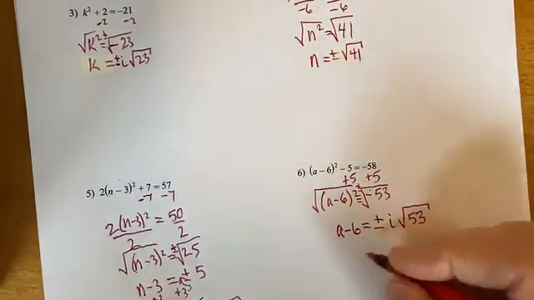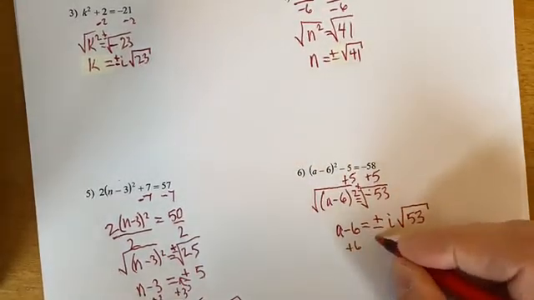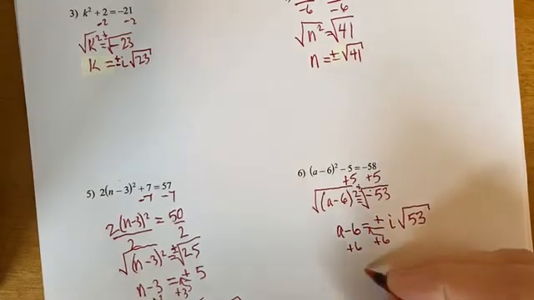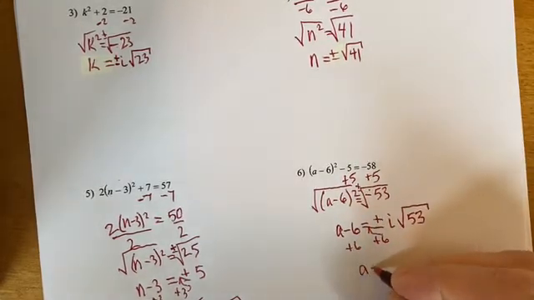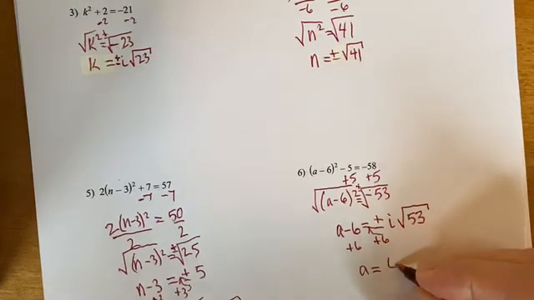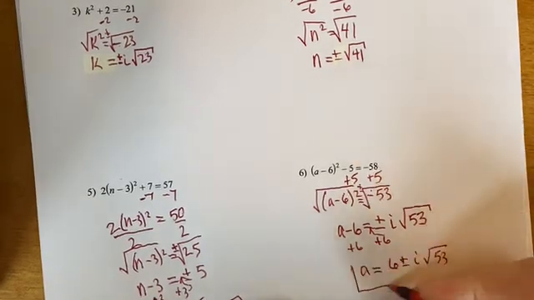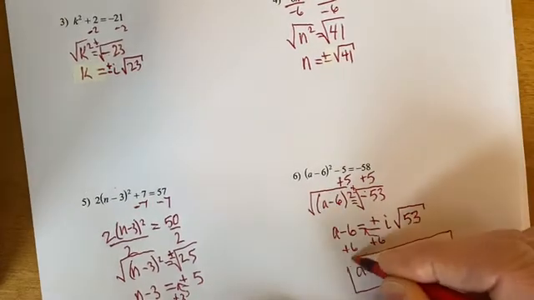And then we're going to add 6 to both sides. And again, when you add 6, you squeeze it in front of the plus or minus. So a is alone. It equals 6 plus or minus i square root of 53. And that is the answer. You have to leave it just like that.